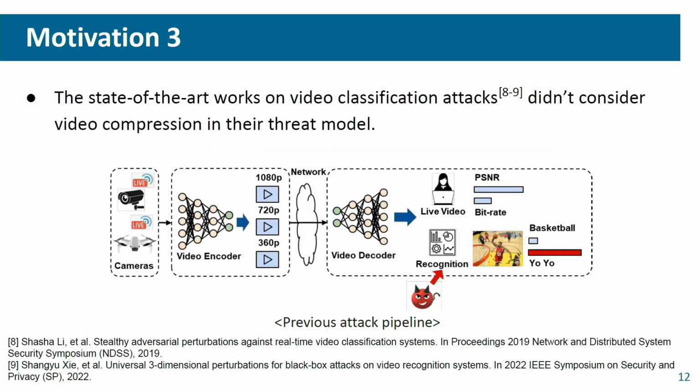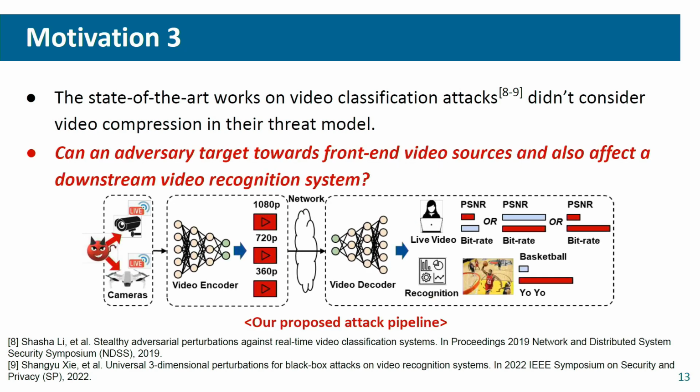The third motivation is that all of the adversarial attacks on video classification didn't consider video compression in their threat model. Here we modify the conventional threat model by targeting front-end video sources such as cameras and also the effect on the downstream video classification system. So our goal is to find a compression-robust attack. We carefully craft an optimization problem that generates perturbations that are robust to video coding.